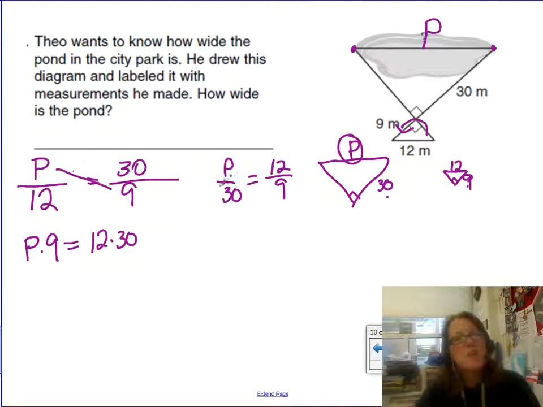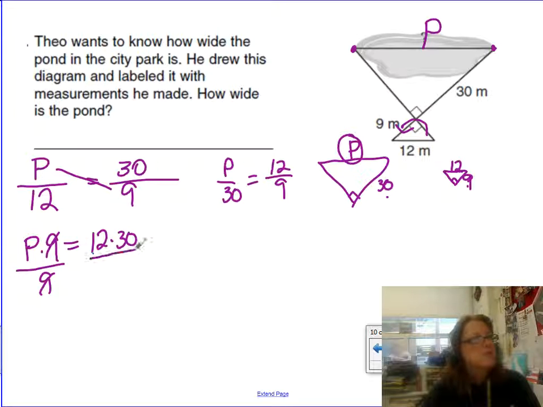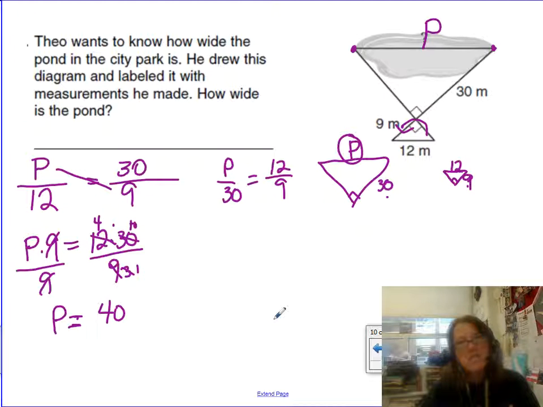Okay, so you decide which one you want to write down. And then you're going to get the same cross products, we'll get the same algebra. So we're all good. Divide by 9, divide by 9. P equals 12 times 30 divided by 9. In the olden days, we'd just start simplifying the fraction. Factor a 3 out. That leaves me a 3, and this would be a 4. 3 into 3 is 1. That gives me 10. Looks like I get 40.